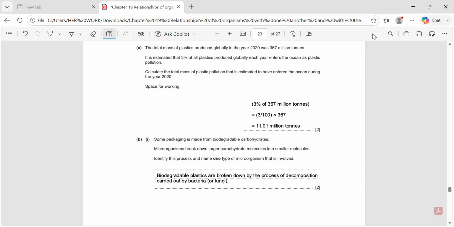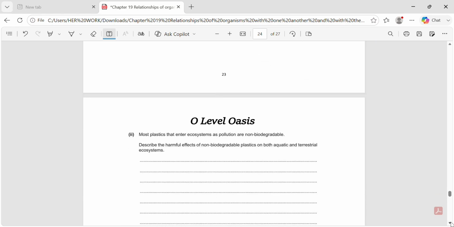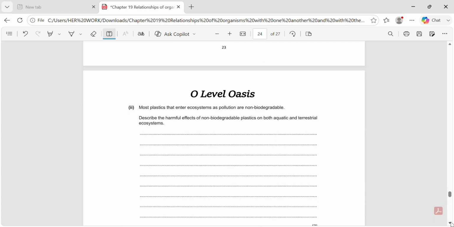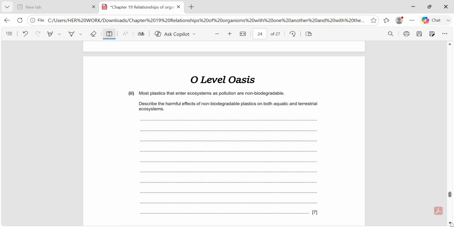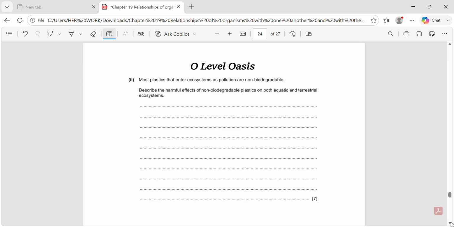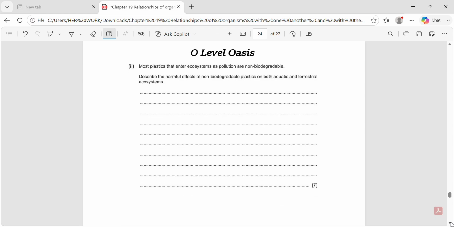The final question asks, most plastics that enter ecosystems as pollution are non-biodegradable. Describe the harmful effects of non-biodegradable plastics on both aquatic and terrestrial ecosystems. Think about what happens when plastics remain in the environment for many years.